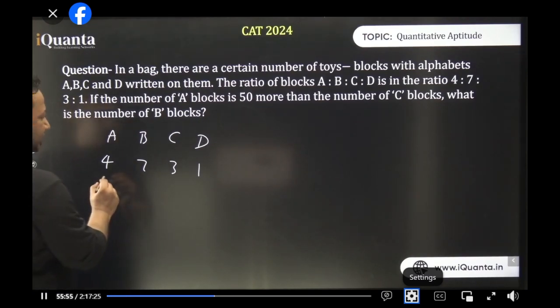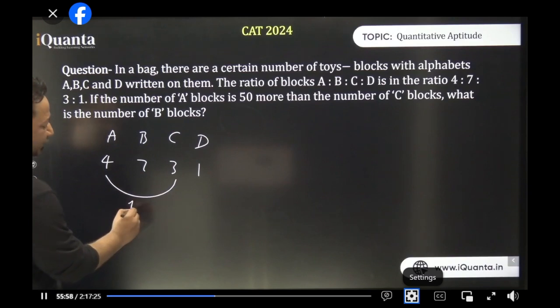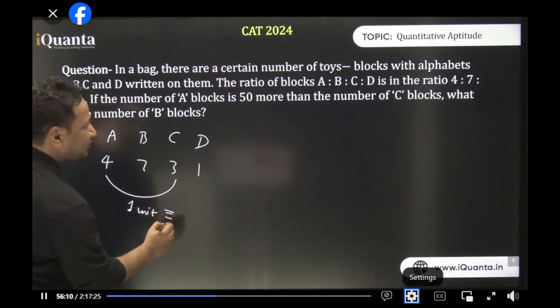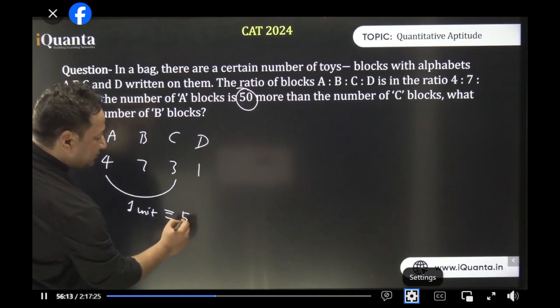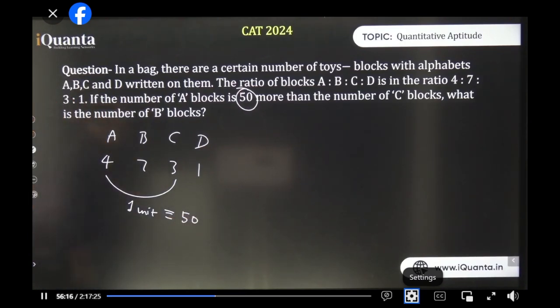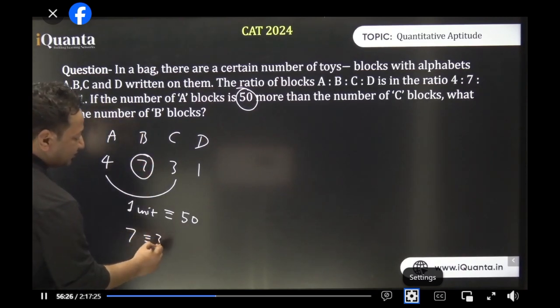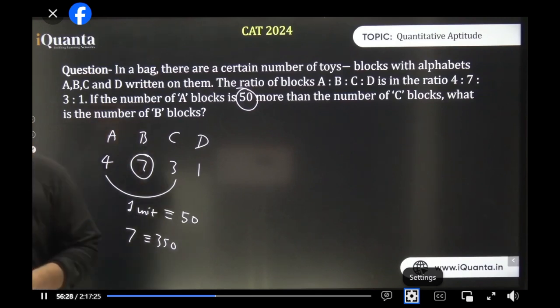A is how much more than C in terms of ratio? 1 unit, right? A is 1 unit more than C in terms of ratios. This 1 unit is equivalent to 50 in the real world. So every unit is 50 in the real world. Tell me, B block is 7. So 7 will be equal to how much? If 1 is 50, 7 will be equal to 7 into 50, which is 350. And we got the answer. This is something which we can do mentally without using pen or paper.